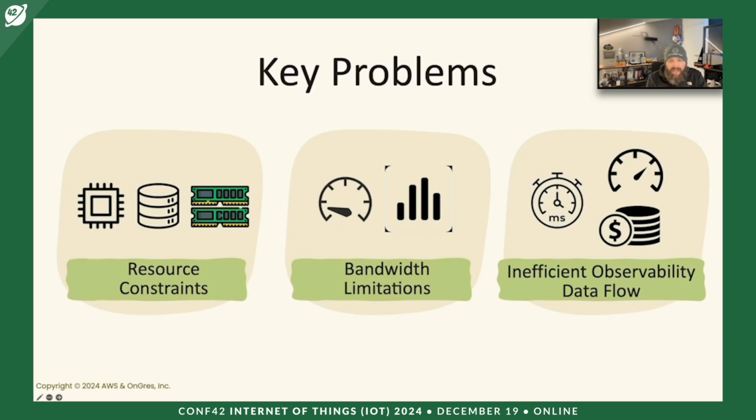Last but not least, we had inefficient observability data flow. We were trying to send the metrics directly from each node to the AWS cloud, and it resulted in high latency, excessive bandwidth consumption, and increased cloud cost for the storage and transfer. So we were trying to find what solutions could help us minimize all these problems.